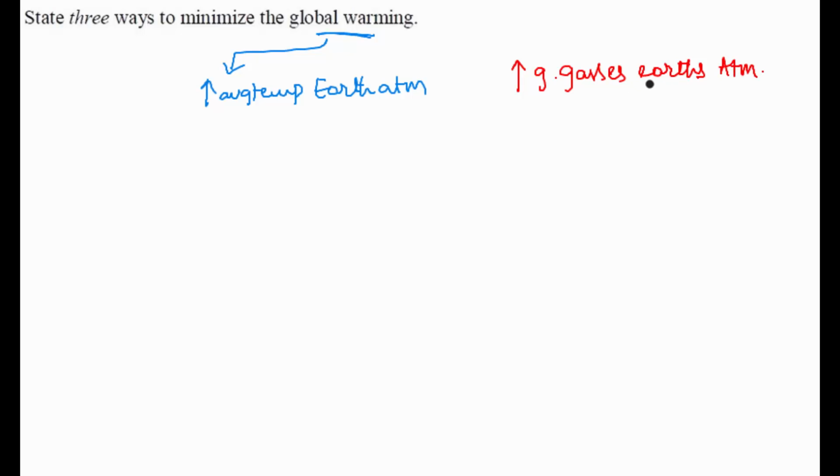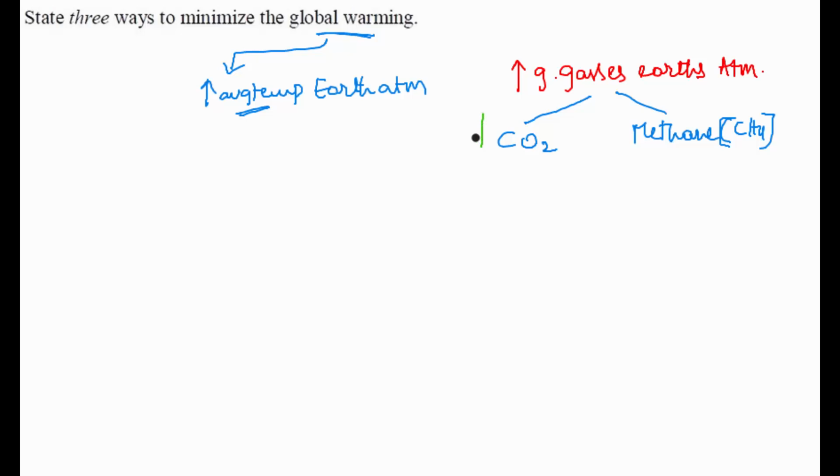Greenhouse gases are the gases which absorb heat. Primary greenhouse gases are carbon dioxide and methane. Methane is nothing but CH4. These gases in the atmosphere absorb heat, which in turn will increase average temperature of Earth's atmosphere and lead to global warming. Now, how can we reduce this global warming?